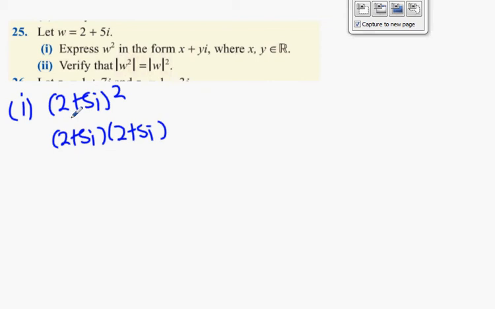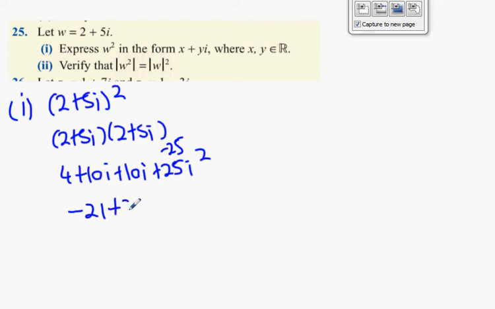I then multiply that out. I get 4 plus 10i plus another 10i plus 25i squared. Can anybody tell me what 25i squared is? Minus 25. So 4 minus 25 is minus 21. 10 plus 10? 20. Now, here's what they're asking you, okay?